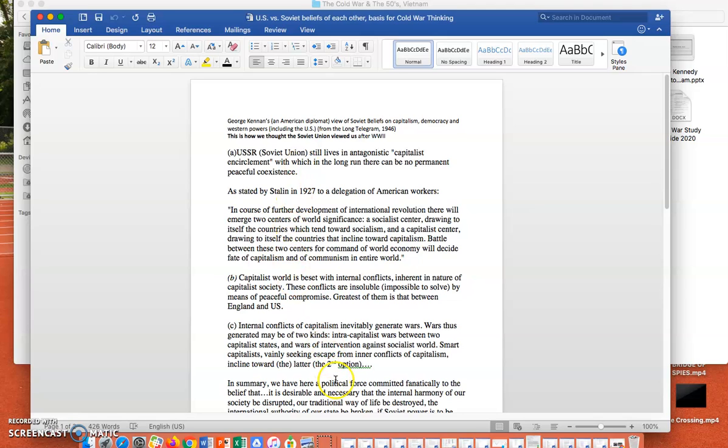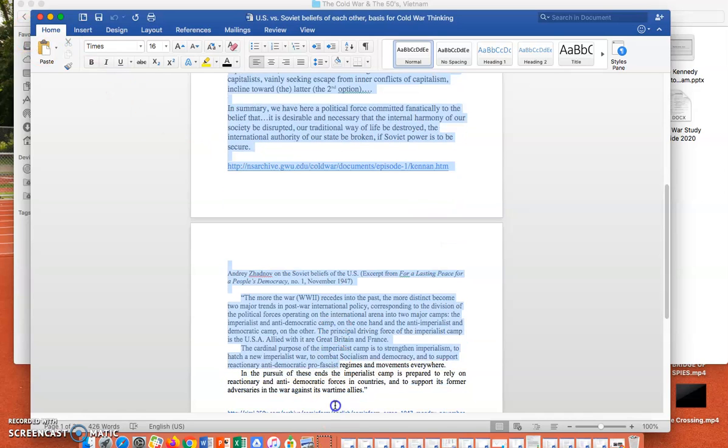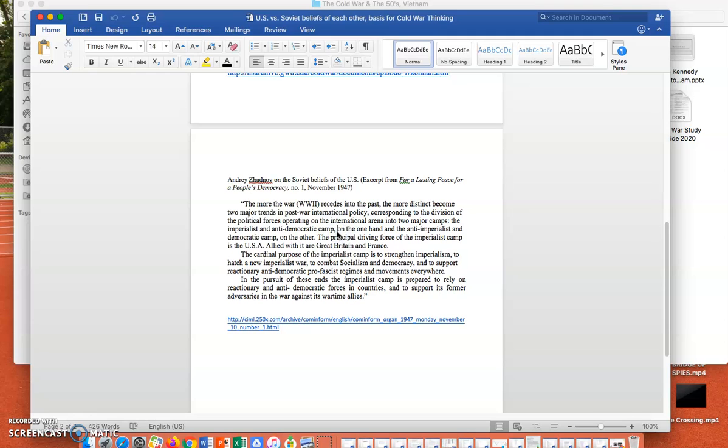All right. This is Kennan's view of the Soviets' thinking of the United States: committed to a belief that it is desirable and necessary for the internal harmony of their society, meaning Soviet society, to be disrupted and their traditional life destroyed. Then Andrei Zhdanov, who is also in the textbook and on the page, believes that we are going to prop up governments and start wars throughout other places to continue imperialism and continue our wealth and power at the expense of the Soviet Union. So we're going to see how this plays out in the further lessons.